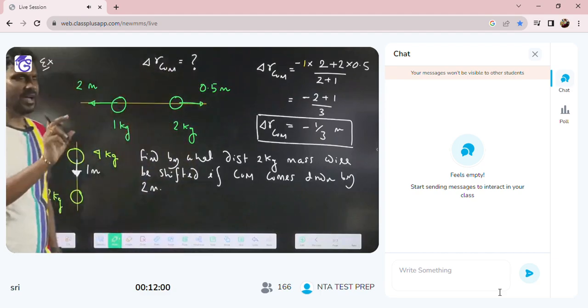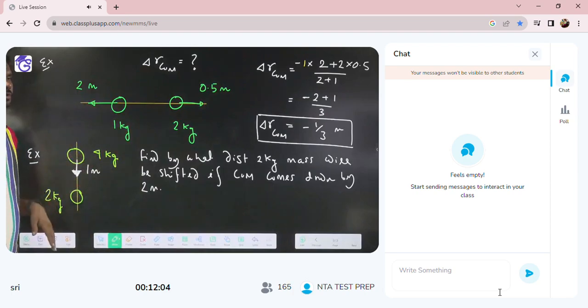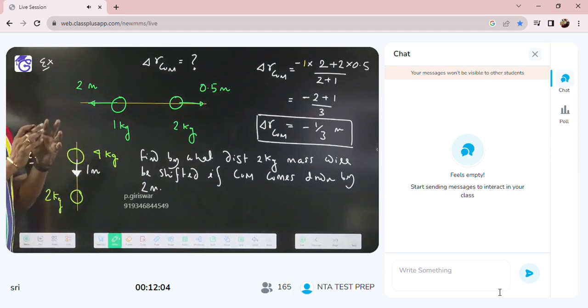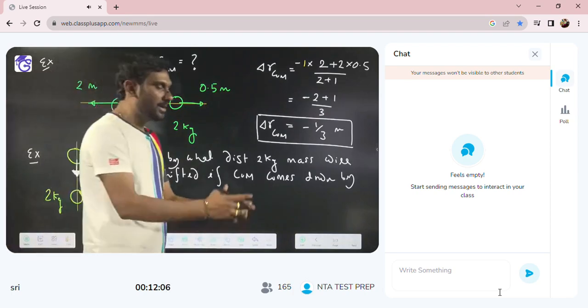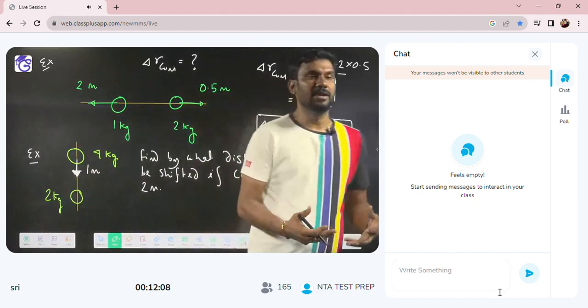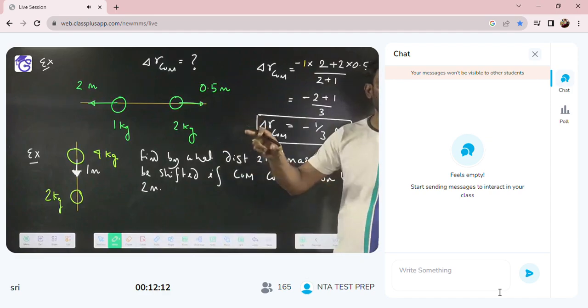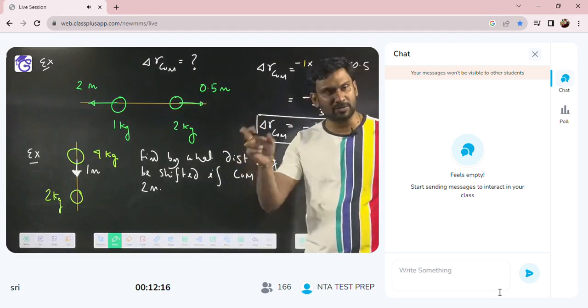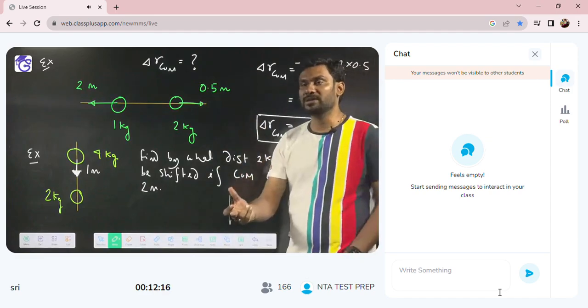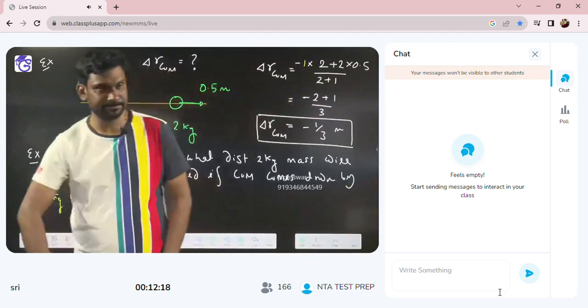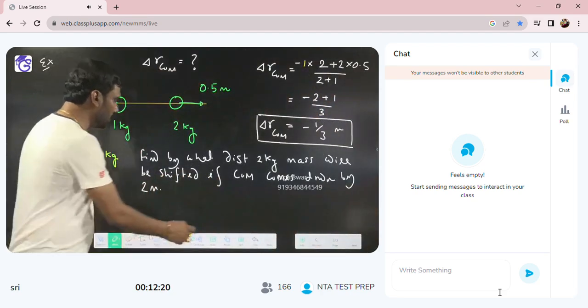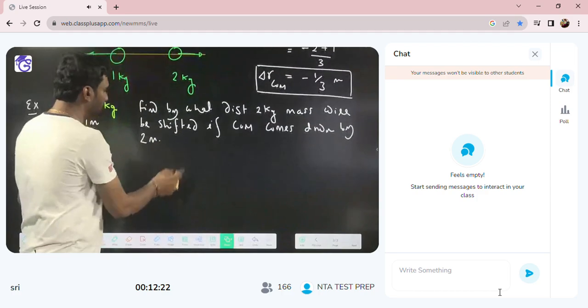Little change. I have made a slight change in the question. In earlier questions I was giving the displacement of the two masses and asking the shift in center of mass. In this case, information is given about the shifting of one mass and about the shifting of center of mass. Now they are asking what is the shift of the other mass. Rely on the same formula. All of you, please rely on the same formula.